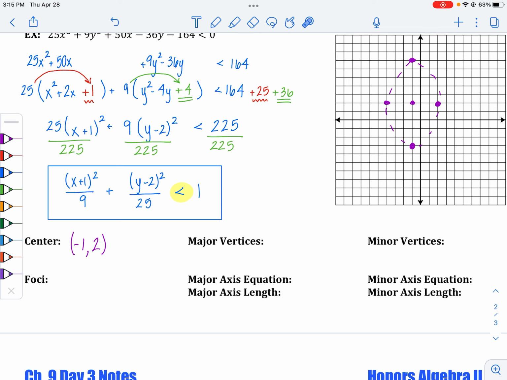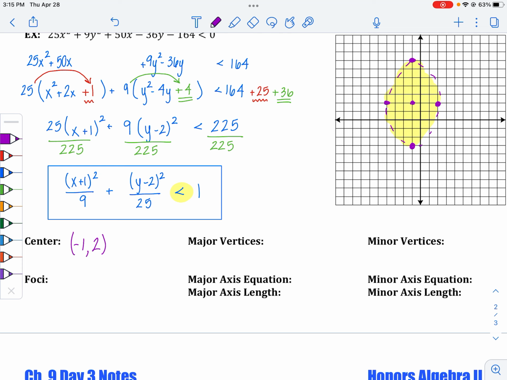I say test the center because this point goes away, because that'd be 0. This would be 0. So when you test, is 0 less than 1? Yes, it is. So you know you'll be shading inside. And whenever you decide to shade is up to you. Now we'll start filling in the information.